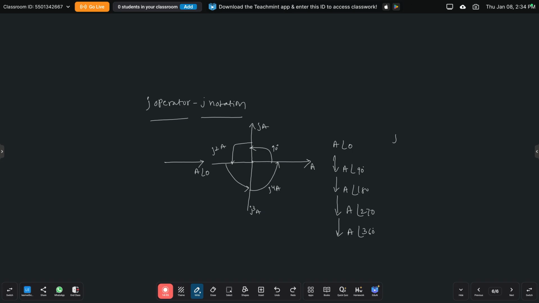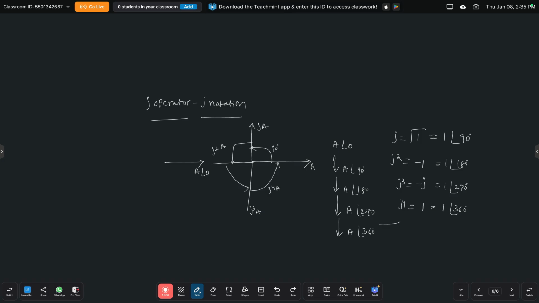Or you can simply say that j is equal to under root minus 1, that is 1 with an angle of 90, and j square is equal to minus 1, that is 1 with an angle of 180 degrees. And j cube is j square into j, so what you get is minus j, that is 1 with an angle of 270 degrees. And j power 4 means j square into j square, so what you will get is 1, that is 1 with an angle of 360 degrees.